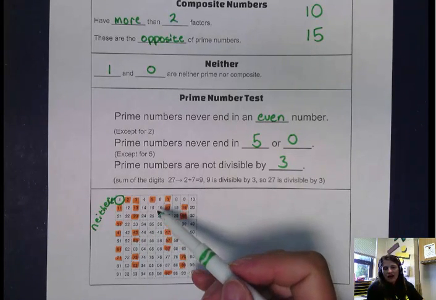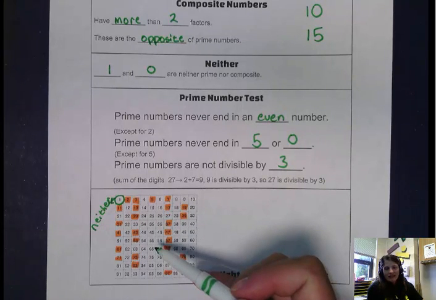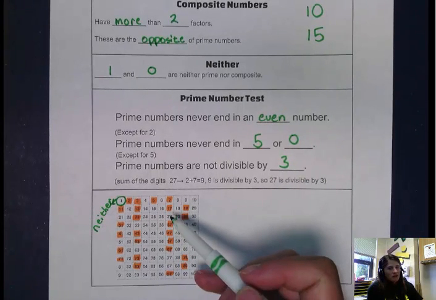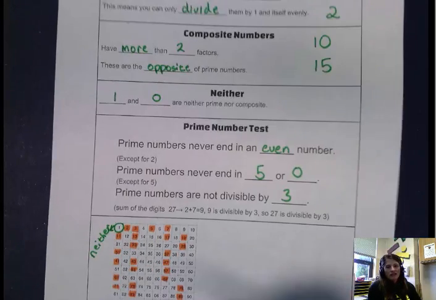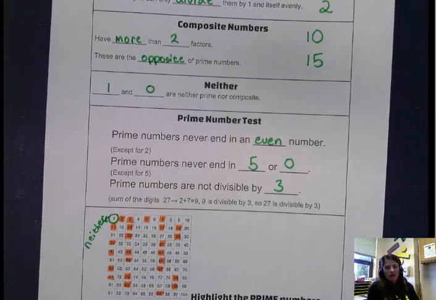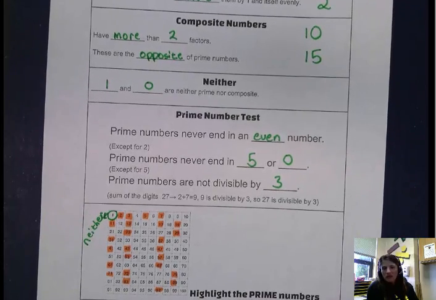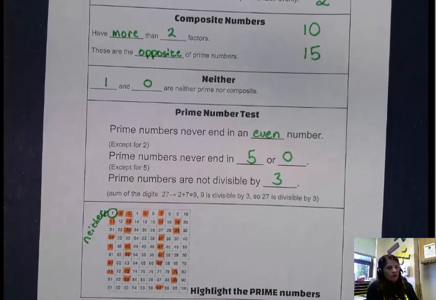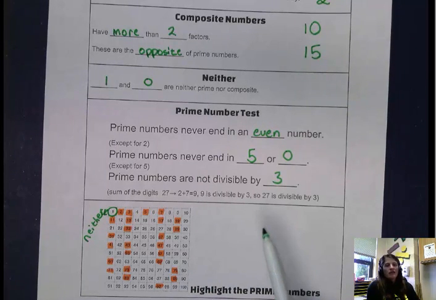Again, that's an even number. They don't end in 5. They don't end in 6. Some of the prime numbers, quite a few of them, end in 7. So if you see a number that ends in 7, you might look out for that one. None of the numbers that end in 8 are prime. A few of them that end in 9 are prime. And again, none of them that end in 0 are prime. So that's part of our prime number test.